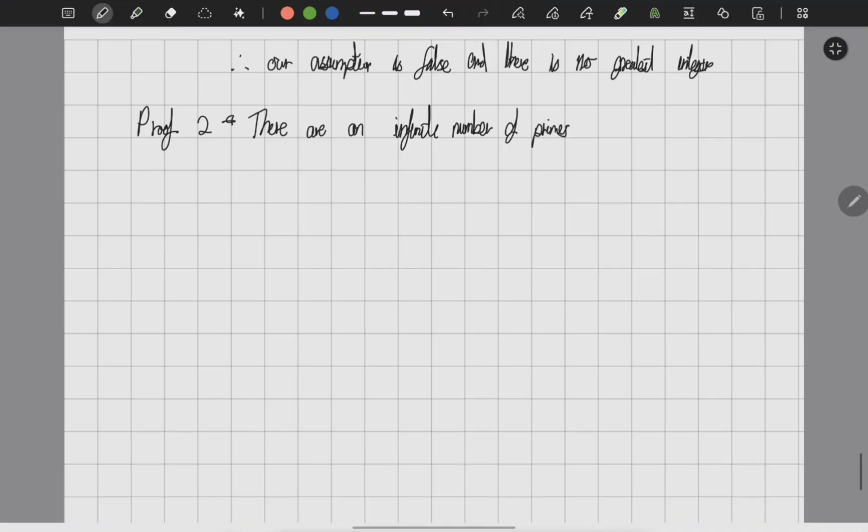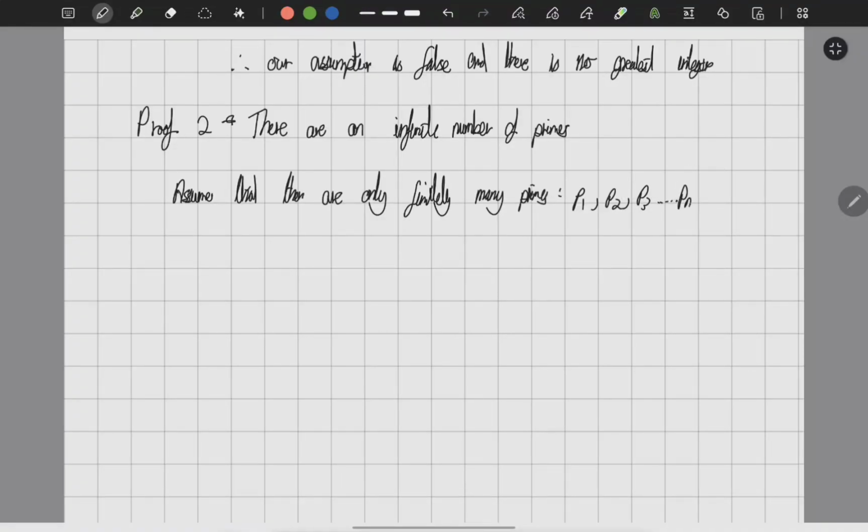So for this one, the first thing we assume is the negation. We would assume that there are only finitely many primes. So I would say P1 is a prime, P2 is a prime, P3, all the way to, let's say, Pn, where n is the last prime.